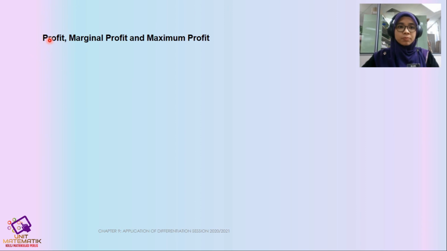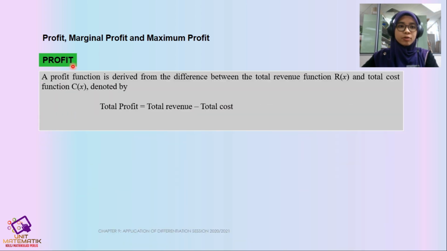Next, let's look at profit, marginal profit, and maximum profit. So here we have profit. A profit function is derived from the difference between the total revenue function R(x) and total cost function C(x), denoted by total profit equals total revenue minus total cost. So the function will be π(x) = R(x) − C(x).